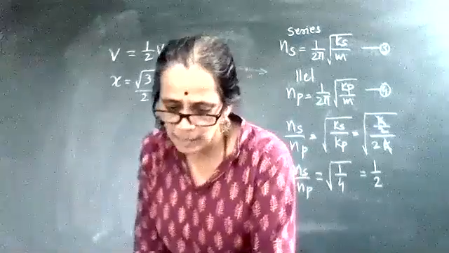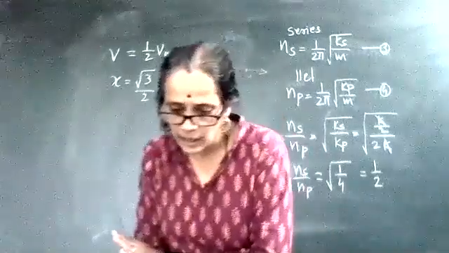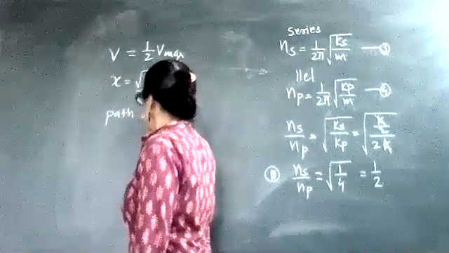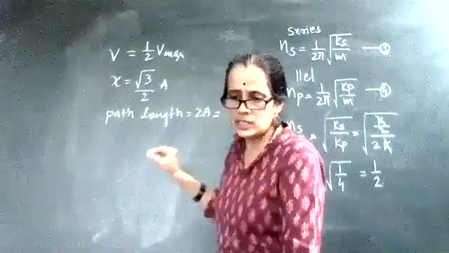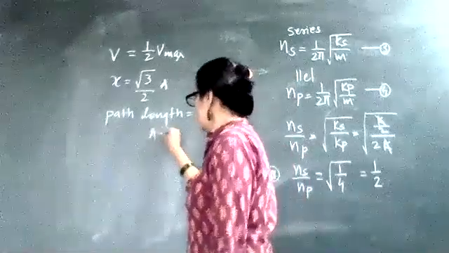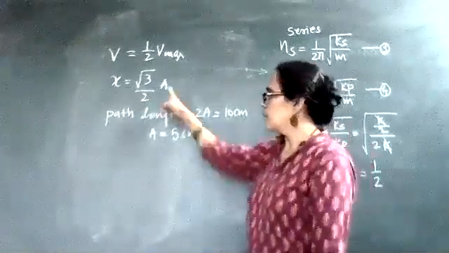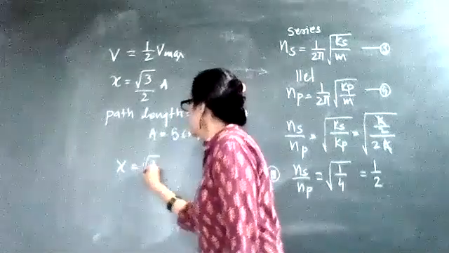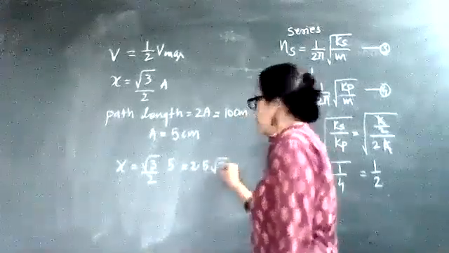The only thing is, here the path length is given, not the amplitude. And your path length is nothing but twice the amplitude. So path length is equal to twice the amplitude, which is given as 10 centimeters. So automatically 2a is equal to 10, which means a is equal to 5 centimeters. Now I put that a value here. So what am I getting? x is equal to root 3 by 2 into 5, which is equal to 2.5 into root 3.